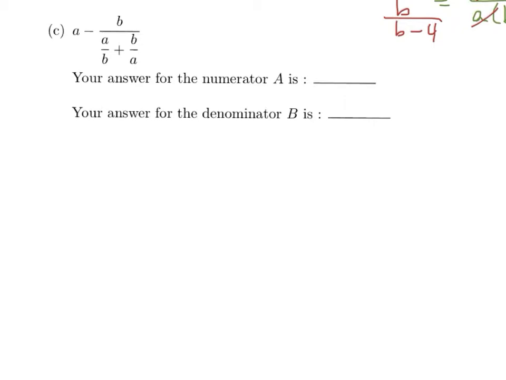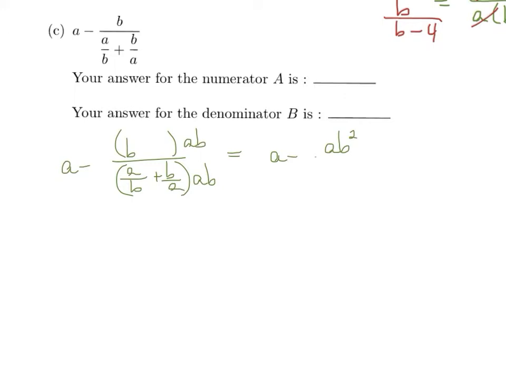Finally, for part C, I have a minus b over a over b plus b over a. So first thing I'll do is deal with the fraction, and I'll multiply top and bottom by ab. So that'll give me ab squared, and then in the denominator, the first term, the b's cancel, and I just get a squared. And for the second term, the a's cancel, and I just have b squared.